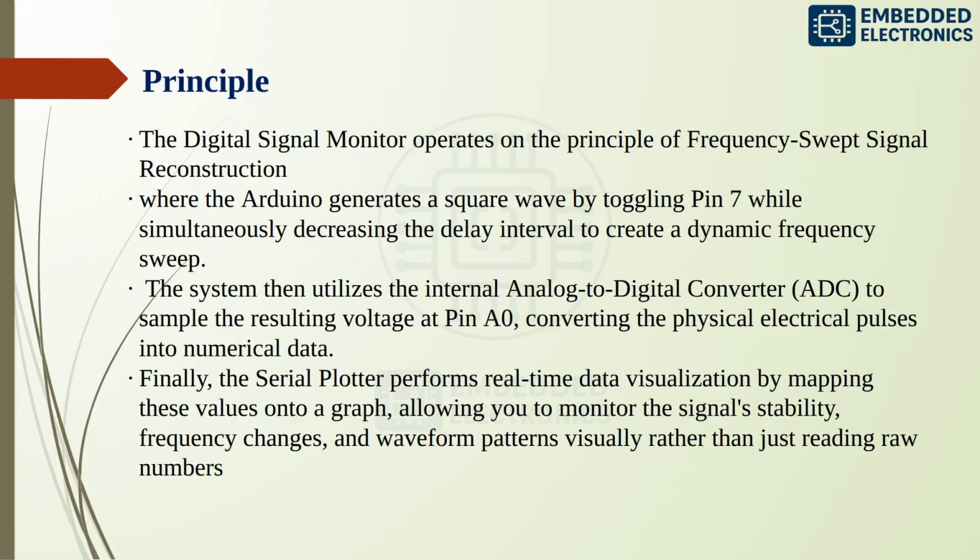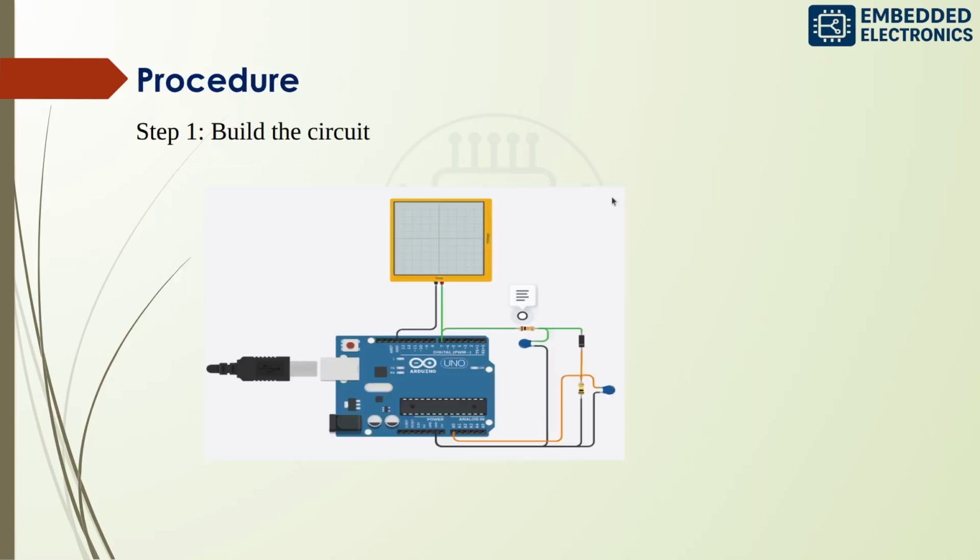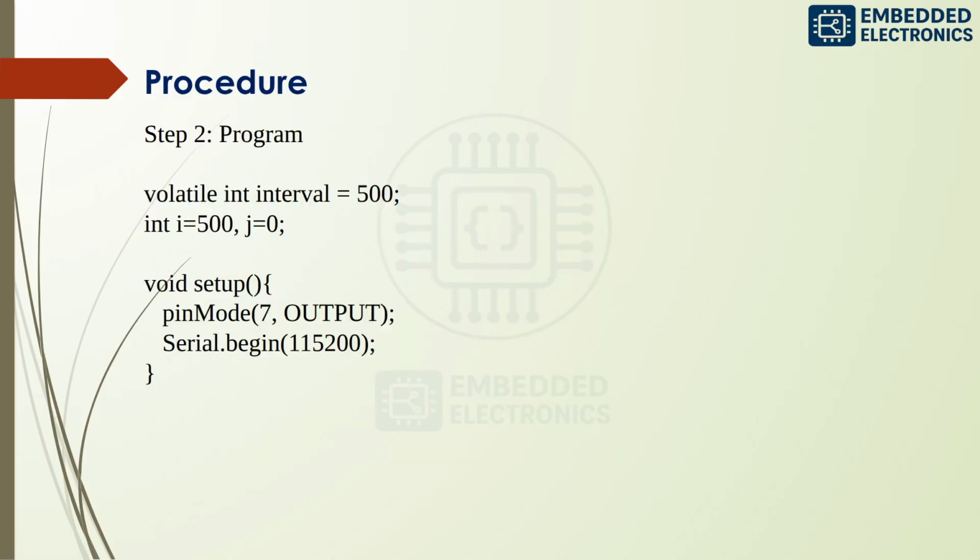Finally, the serial plotter performs real-time data visualization by mapping these values onto a graph, allowing it to monitor signal stability, frequency changes and waveform patterns visually rather than just reading raw numbers. Here you can see the schematic diagram, and this is the circuit. This is the oscilloscope, capacitor, resistor, diode, and next is the program.